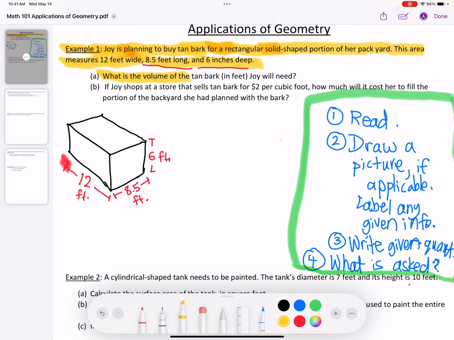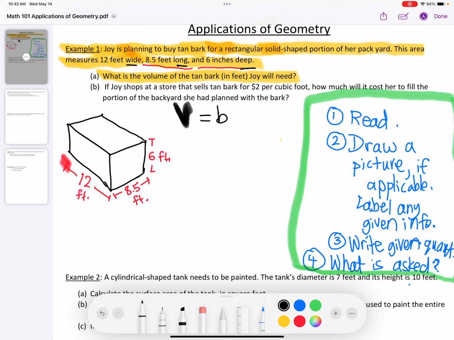What is the volume of the tan bark in feet that Joy will need? All right, this is where you can go back, not to the previous section on converting units, but the section before that, to find the volume. Oh, jeez, I keep using the wrong pen. The volume of a rectangular solid was just the 3 dimensions multiplied together, right? The width, the length, the height, and I can't remember which goes first.